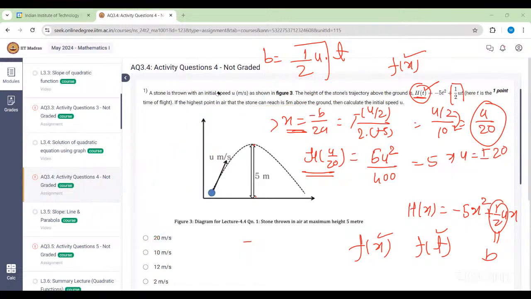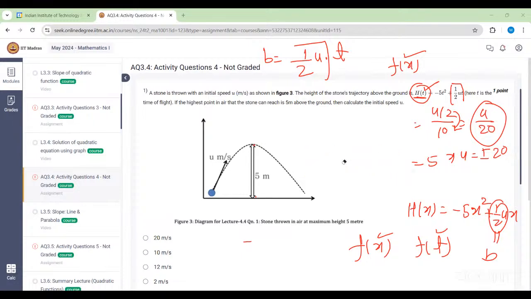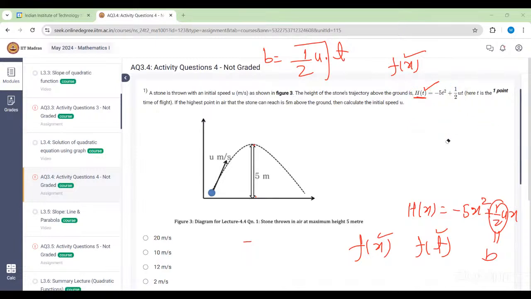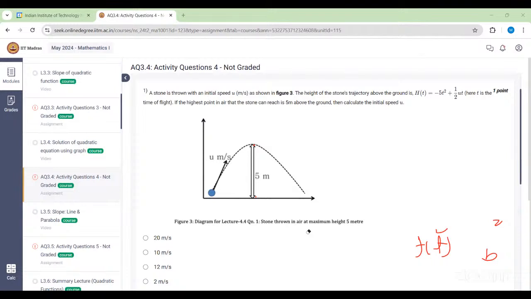Ma'am, when we put u by 20 in the equation and substitute, we get u equal to plus minus 20. Right, because we have to take the square root. Whenever we take a square root, we consider both cases, plus and minus. And then we can discard minus 20 because it's not an option.